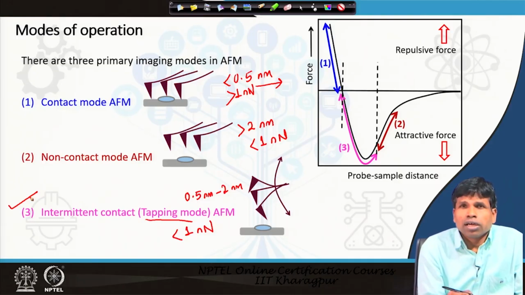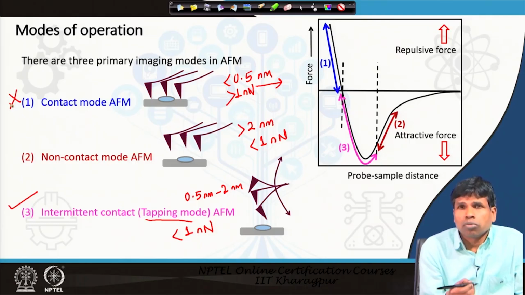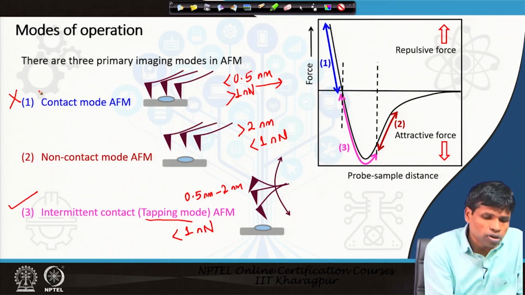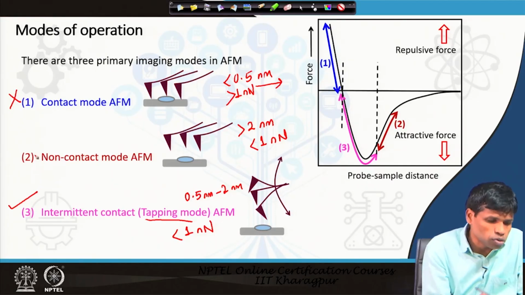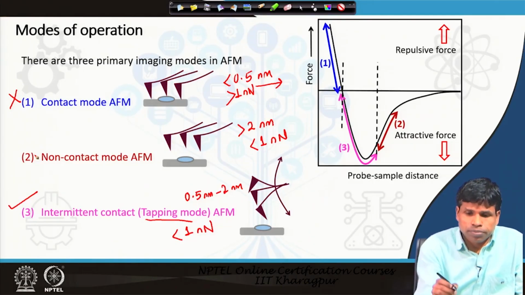For organic and polymeric samples, contact mode is not at all preferred, but for hard samples, or when we look for high resolution imaging, then contact mode can be used. Similarly, non-contact mode is preferred for samples like polymer and organic samples, where there is a chance of damaging the sample; we can use the non-contact mode. So, these 3 modes are primarily operated in atomic force microscopic study.